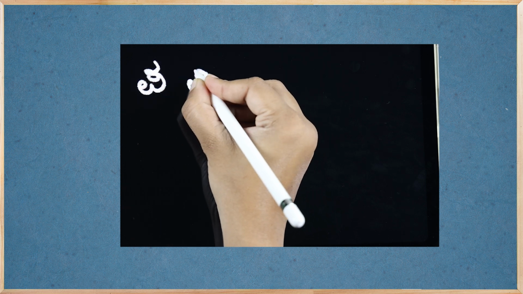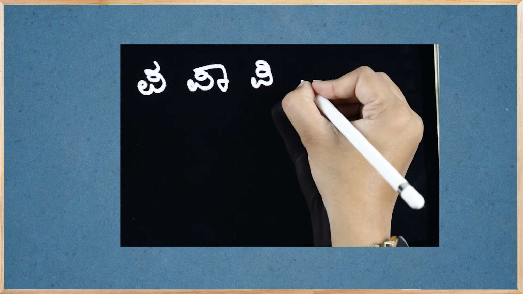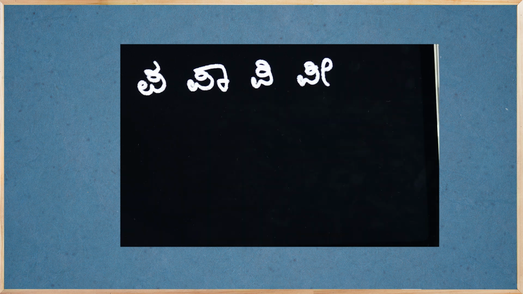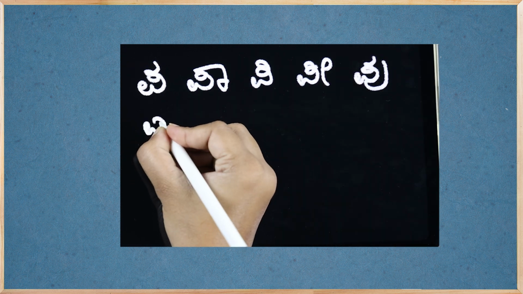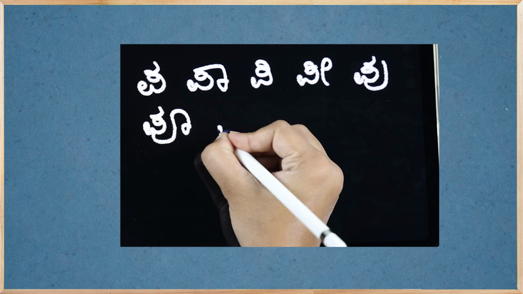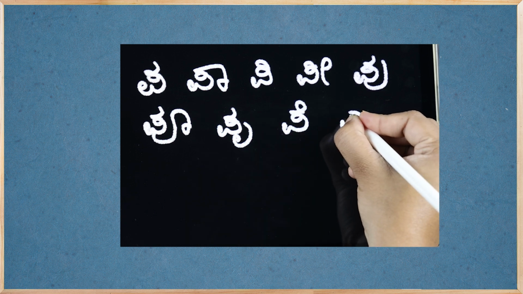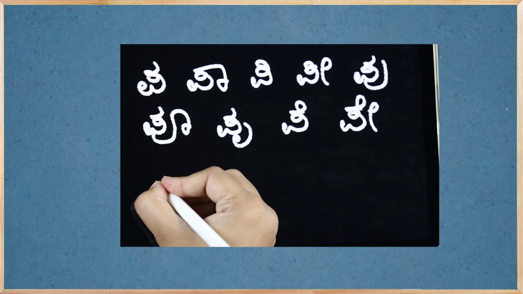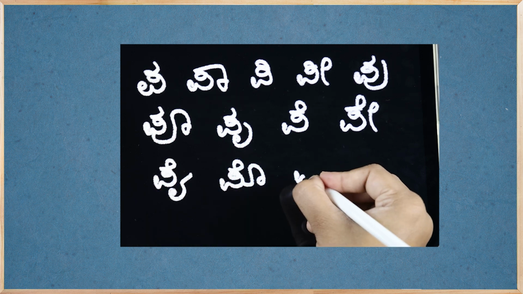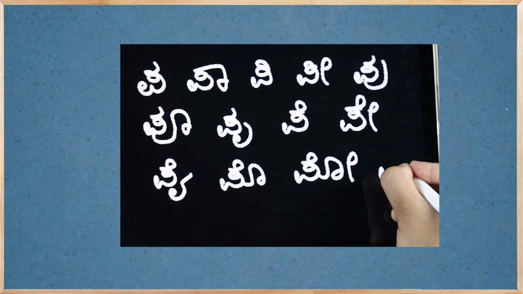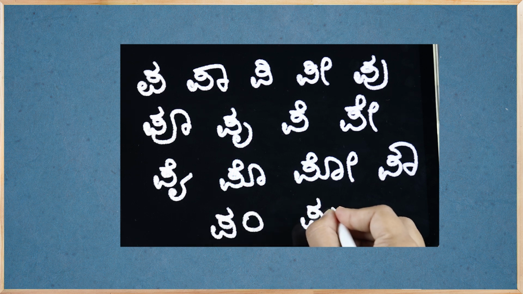Pa, pi, pu, pe, pai, po, pau, pam, paha. The secondary symbol is added.